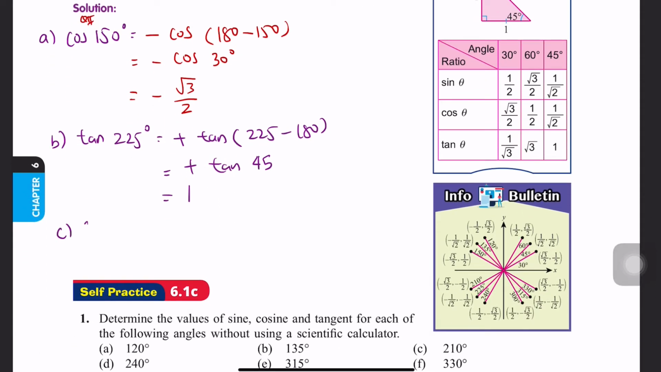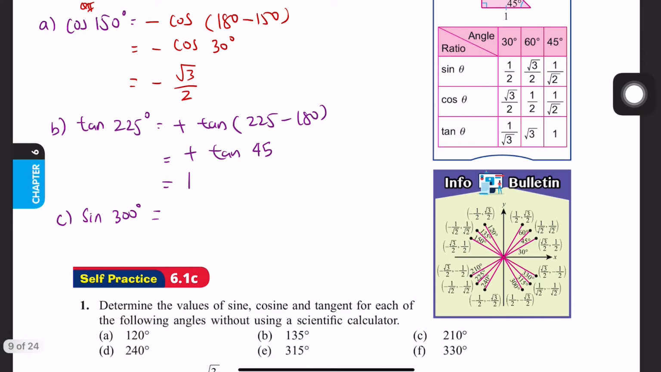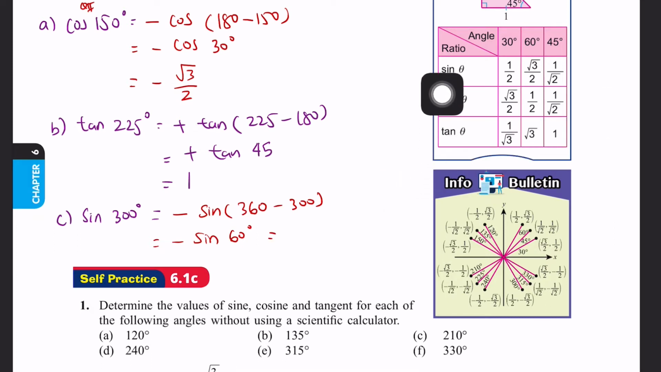C, you have sine 300. Okay, so 300 actually falls in the last quadrant, fourth quadrant, and we know that in the fourth quadrant only cos is positive. So sine negative lah. So negative sine, 360 minus 300, you will get negative sine 60. What is the value for sine 60? Negative square root of 3 over 2.